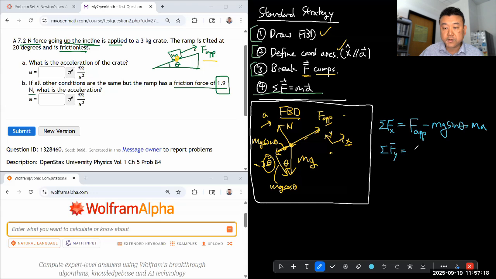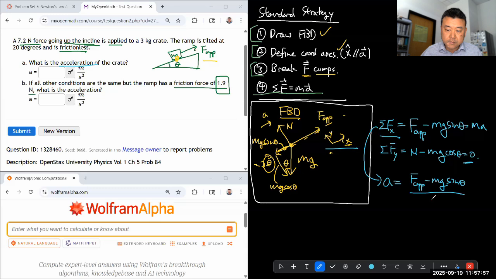Net force in the y direction is the normal force minus mg cosine theta is equal to 0 by choice. We defined our axis so that this would be true. So for what the question is asking, it's asking for the acceleration. I think I can just solve this one equation for acceleration. If it were asking me about normal force, I would use the second equation, but it's not. So let's say acceleration is equal to the net force divided by m, so F applied minus mg sine theta divided by m.